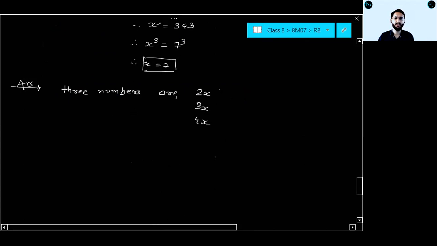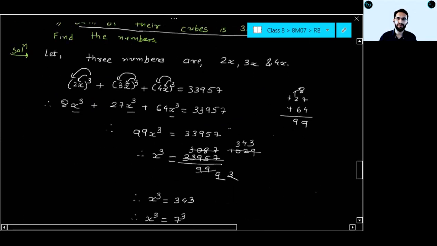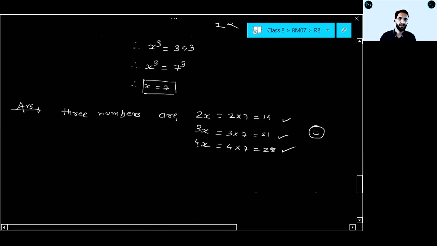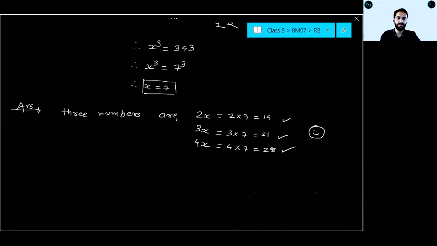And your 2x is equal to 2 into 7, that is 14. 3x is equal to 3 into 7, that is 21. 4x is equal to 4 into 7, that is 28. So 14, 21, 28. Is it clear? Please give me some response. 14, 21, and 28. Okay, is it clear? Okay. Yes, sir. Please give me some response.